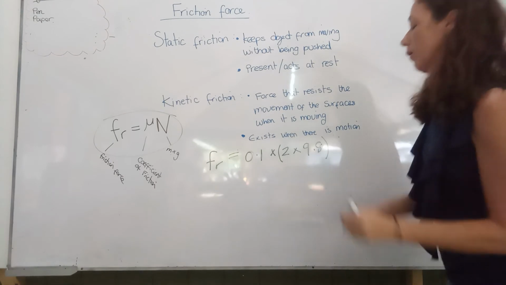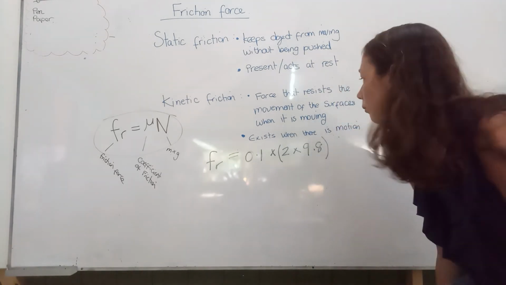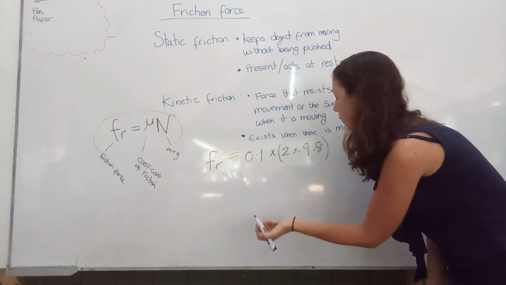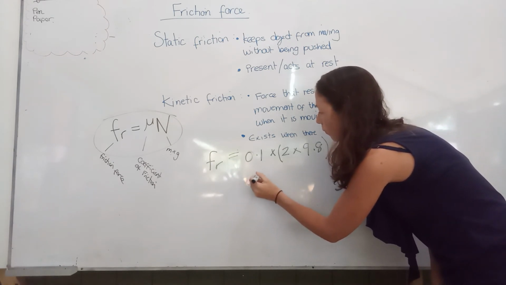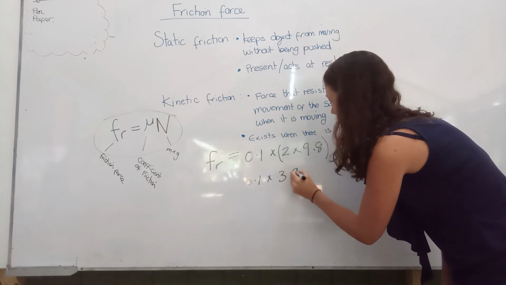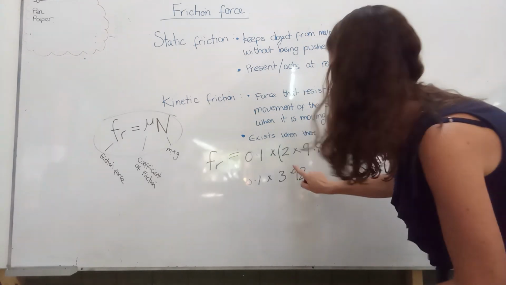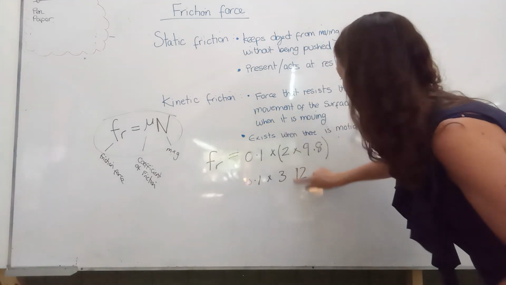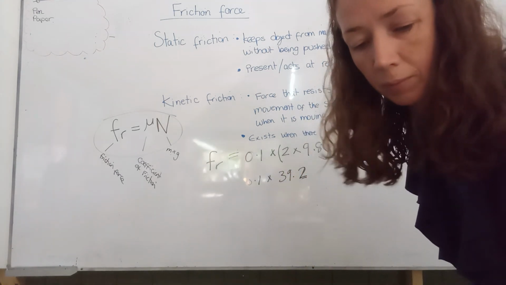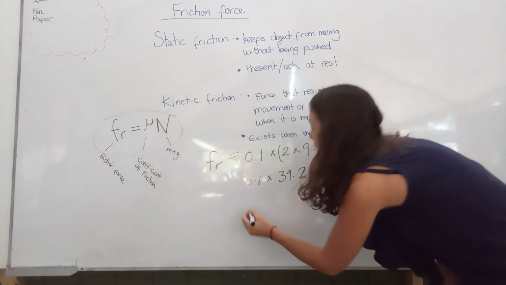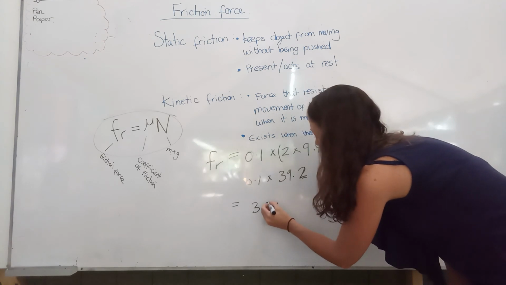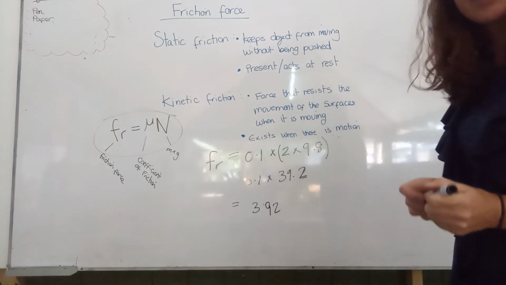Okay, so I made it a bit clearer for you. It was a bit dark with the reflection. So 0.1 times 2 times 9.8. So that would be 0.1 times 39.2, sorry. So 39.2 times 0.1, and that gives us the force is 3.92. Done. Okay, do you understand?